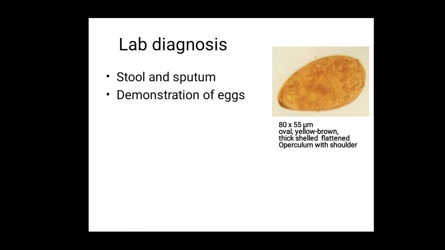So this is the Paragonimus westermani egg. The size is 80 by 55 micron, oval, yellow brown. It has got a thick shell and it has got an operculum with a shoulder. That is the diagnosis of the worm infection. Serology also can be used. Antigen and antibody can be detected, but it is usually not useful for the diagnosis purpose or the treatment purpose. It is for the retrospective evidence. It can be used.